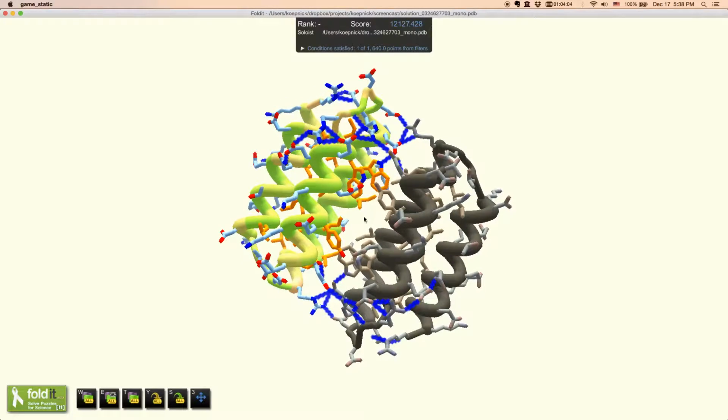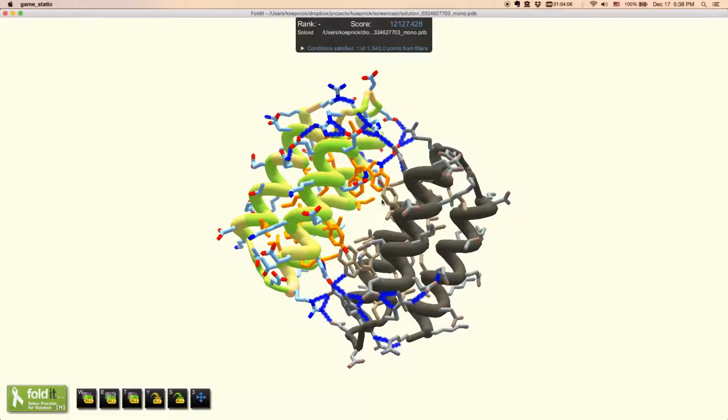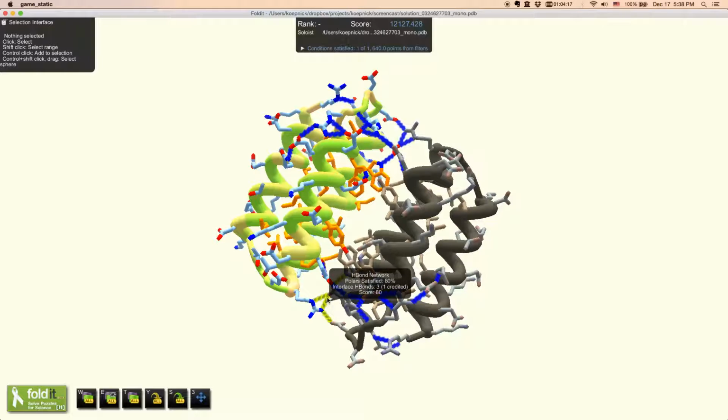And I want to point out that previously, in the way we had been calculating this, I think only one of these symmetric copies would have counted. That is no longer the case. All of these hydrogen bond networks are treated individually by Foldit now. So they will be scored each as its own hydrogen bond network.